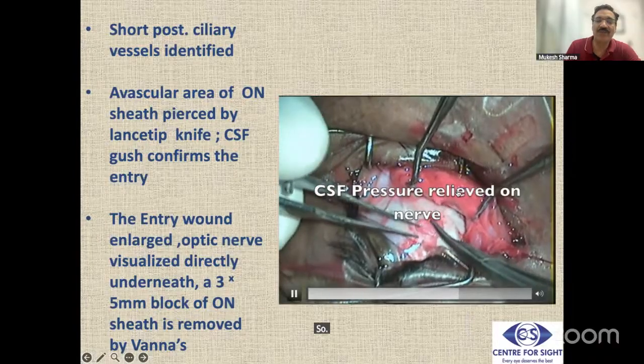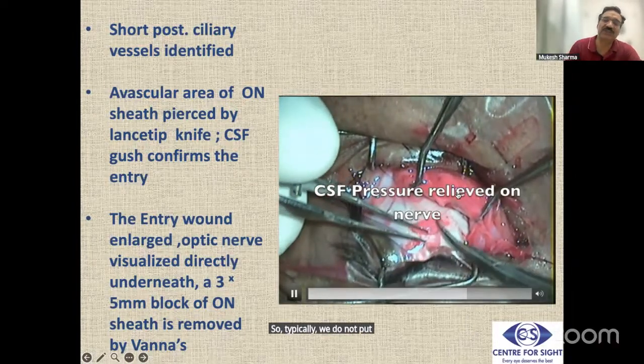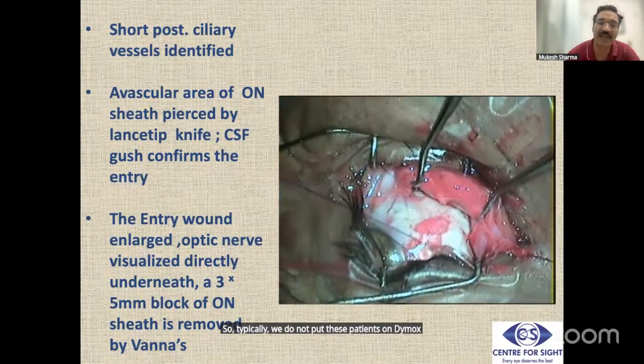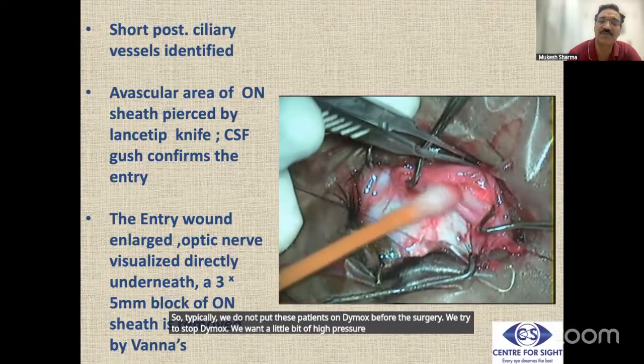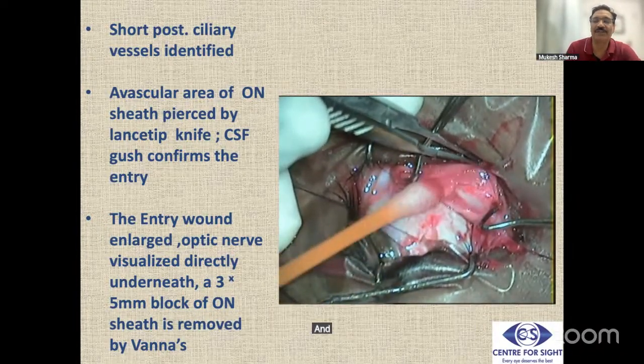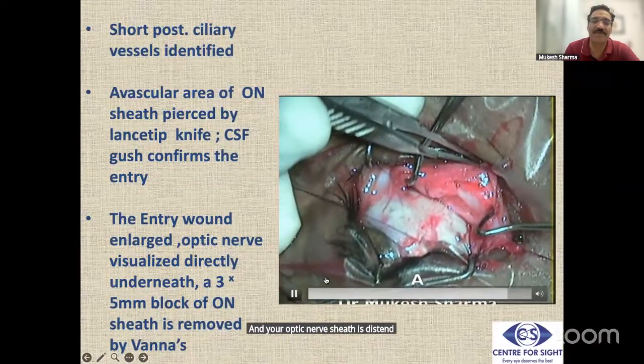Typically, we do not put these patients on Diamox before the surgery. We try to stop Diamox. We want a little bit of high pressure so that CSF comes out and your optic nerve sheath is distended before taking a patient for surgery.